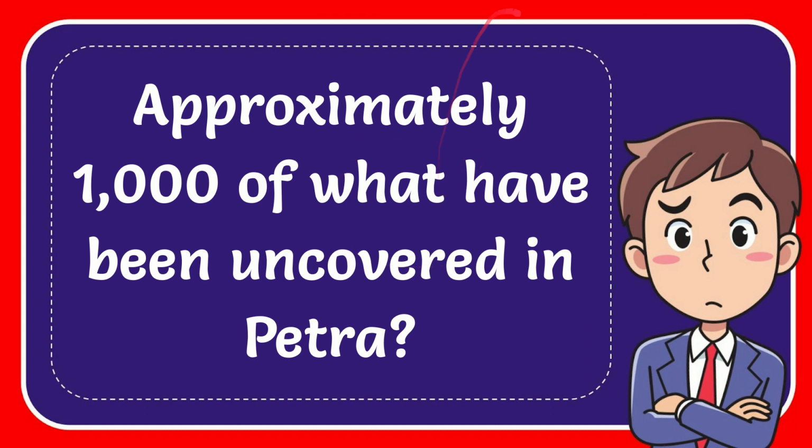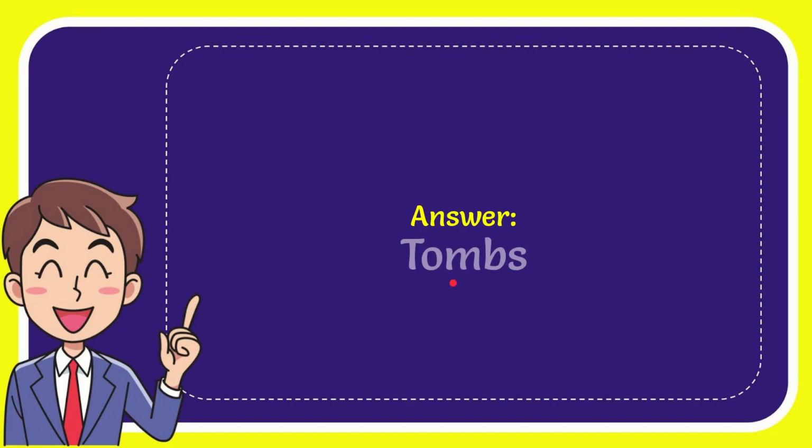In this video, I'm going to give you the answer to this question. The question is: approximately 1,000 of what have been uncovered in Petra? When I give you the answer, the correct answer to the question is tombs. So that is the answer to the question: tombs.